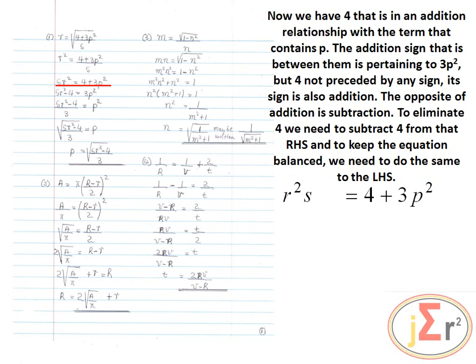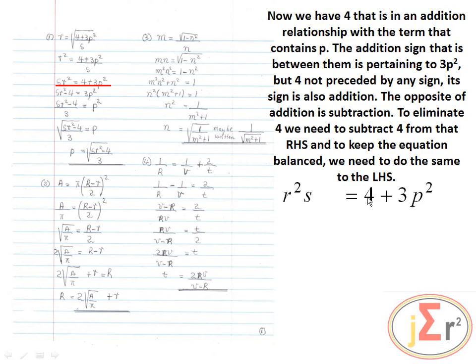4 is in an addition relationship with the term that contains P. The addition sign that is between them is pertaining to the 3P squared. So this addition sign does not mean that we are adding 4. It means that we have 4 and added to 4 is 3P squared. So we are making that clear. I'm making it clear because in the future we may have a negative sign there, and we have to make it clear that the sign that we have here is pertaining to this.